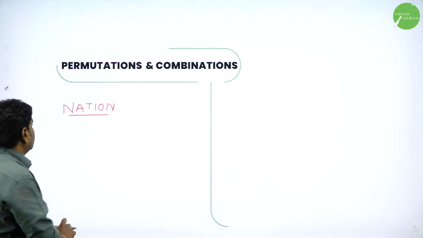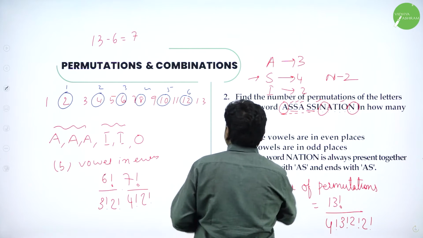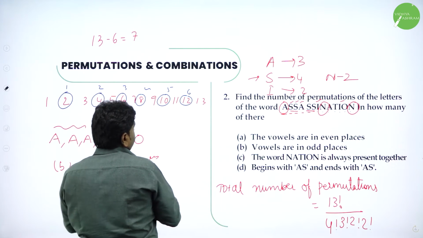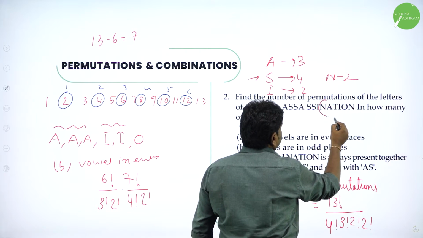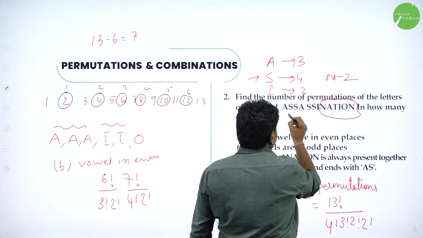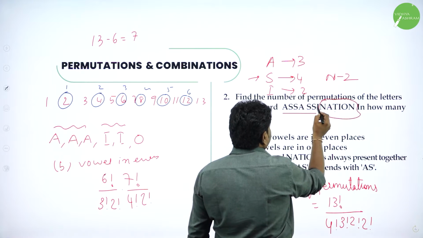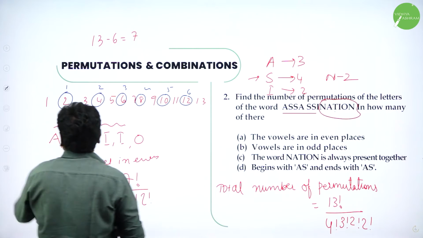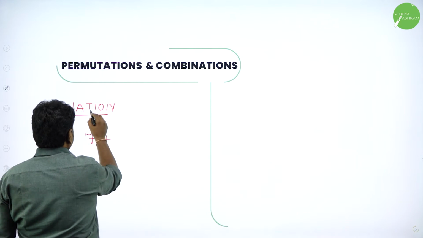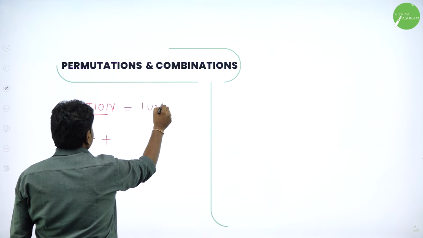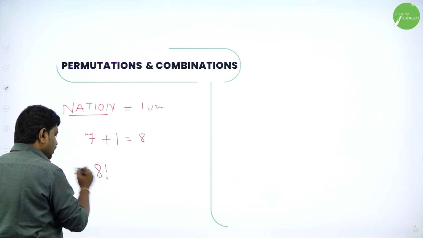Nation, you take it as one unit in assassination. And remaining, other than this nation part, we are left out with 1, 2, 3, 4, 5, 6, 7. 7 letters are there. So 7 letters as different letters, and this nation is equal to 1 unit. So total I have 8. So 8 letters can be arranged in 8 factorial ways.